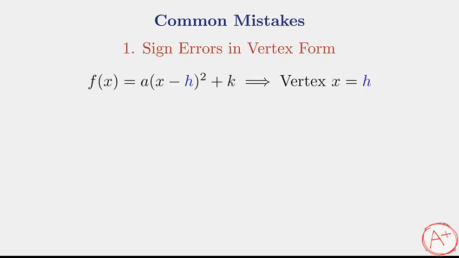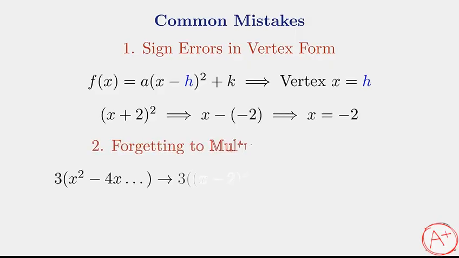Even top students can lose marks on these details. When using the form a times x minus h squared plus k, remember that the x-coordinate is positive h, even though there is a minus sign in the bracket. If you have x plus 2 in the bracket, the x-coordinate is negative 2.